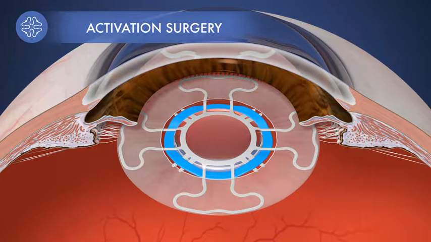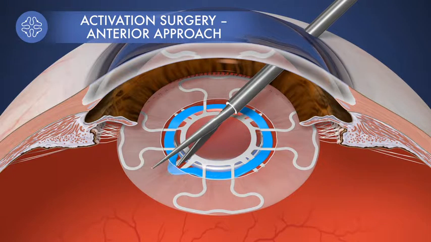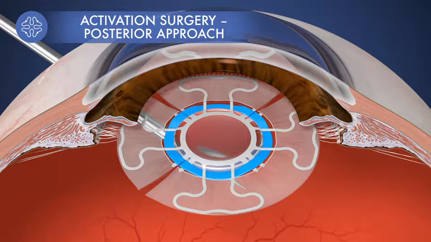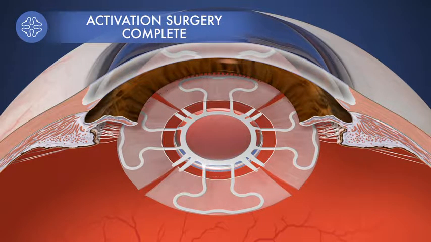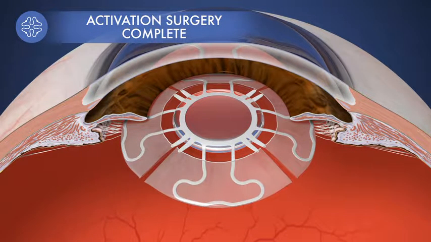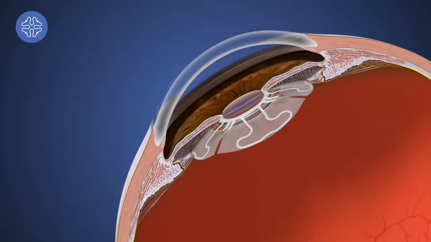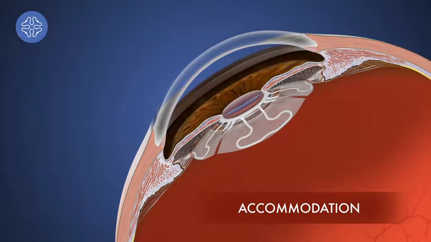To restore movement, we activate the Z-Lens by cutting the capsular bag in between the haptics and releasing the restraining device. Activation of the device can be accomplished by anterior approach through the cornea. Activation by posterior approach via the pars plana offers additional benefits. After activation, the device will vault forward. Now that the IOL has been activated, it will mimic the movement of the natural lens by flattening out during disaccommodation and vaulting forward during accommodation.